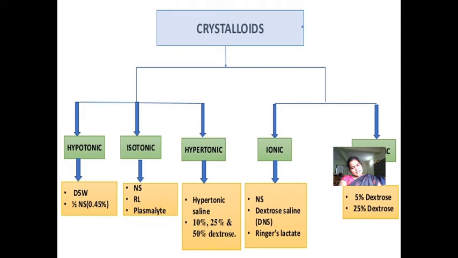Isotonic solutions mostly have a balance of ions or electrolytes. So there is NS, RL, and plasmalyte.